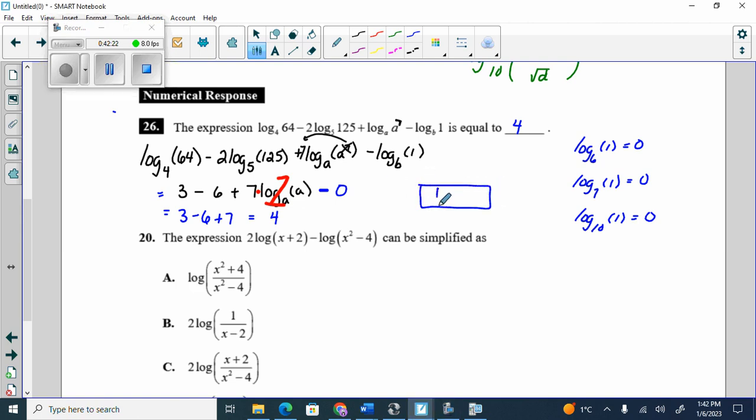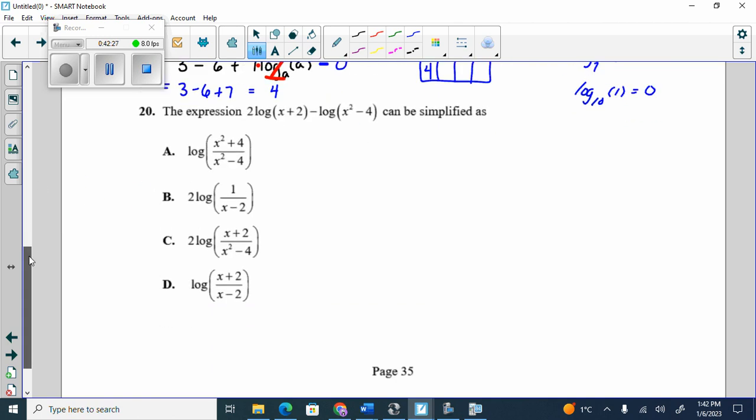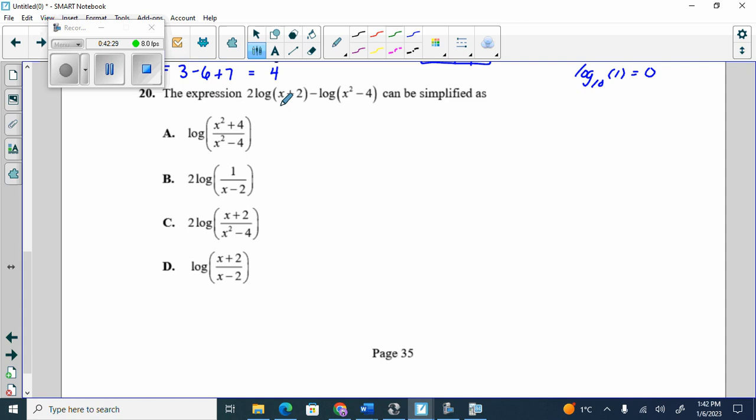Make ourselves a numeric response box, fill in left to right. Voila. Okay, this is base 10. This is base 10. So I can put them together, but I can't until I move this 2 up. Remember, I have to have plus or minus 1s in front.